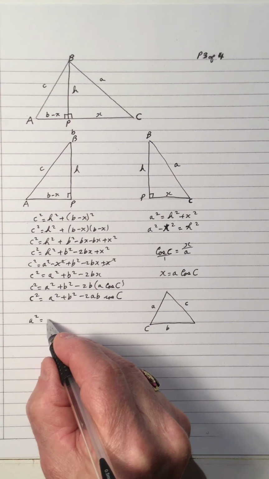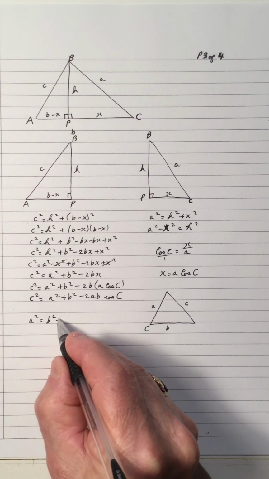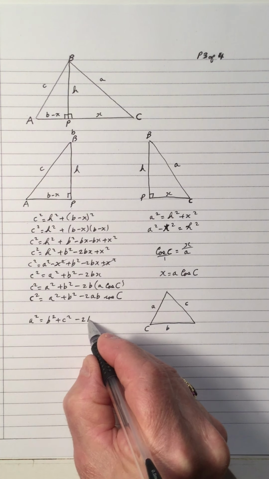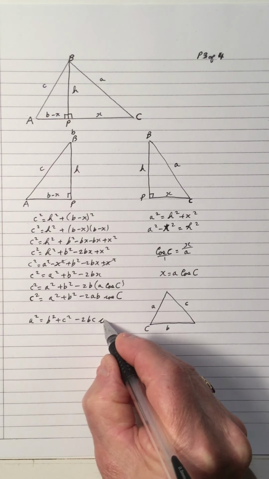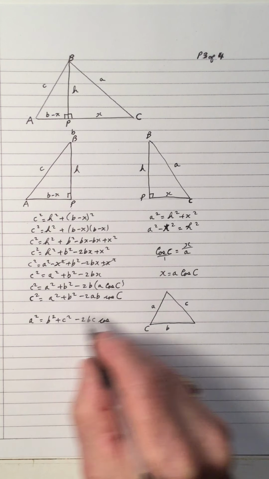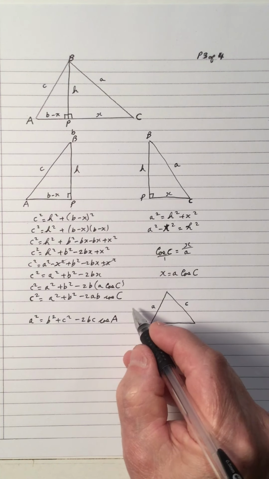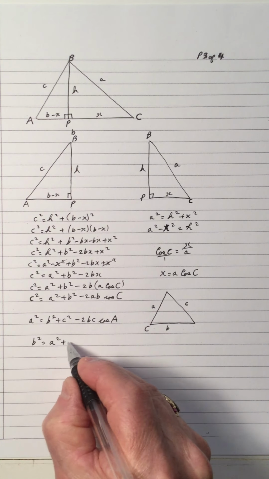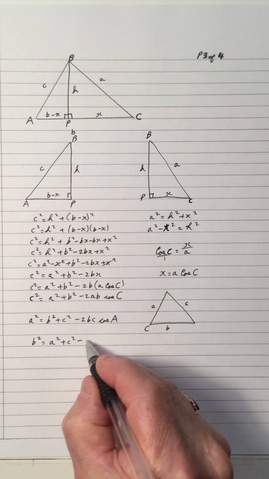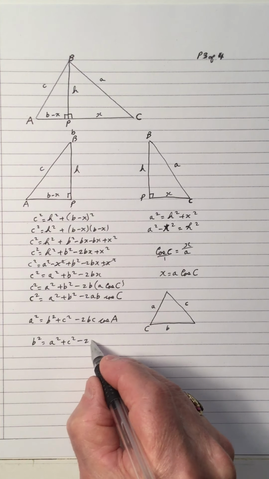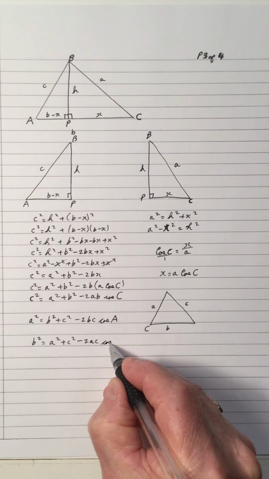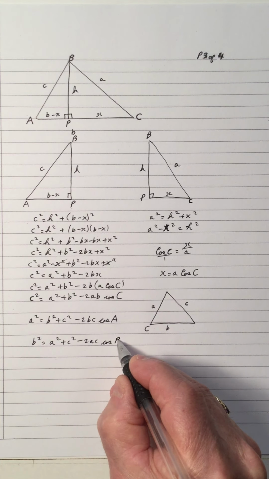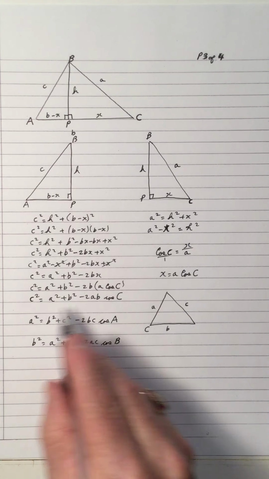So we got a squared is b squared plus c squared minus, that's b and c, so it's minus 2bc cos, and that's side A, so this is angle A. And the other one is b squared is a squared plus c squared minus 2ac cos, this is side B, so this is the angle B. So there's the three of them.